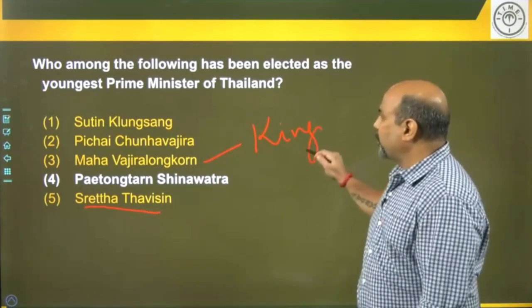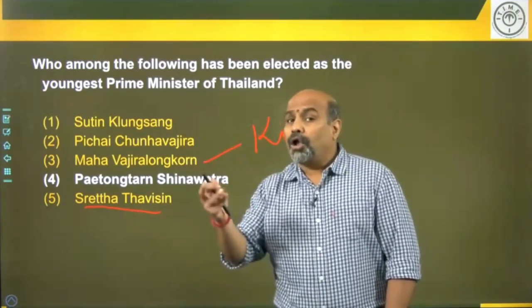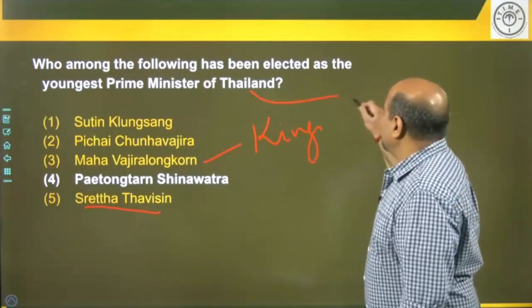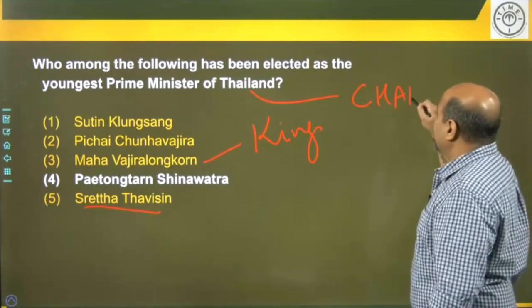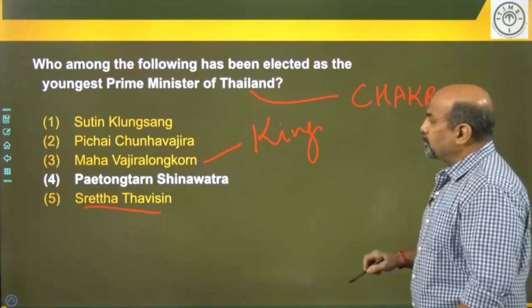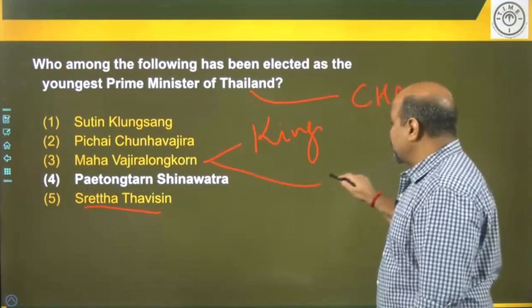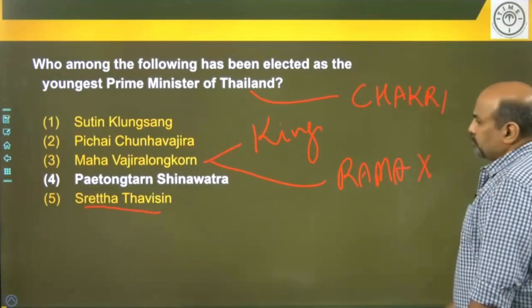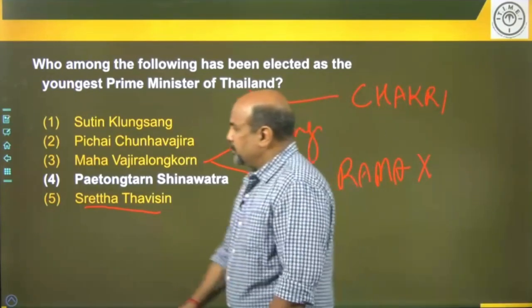And this is the King of Thailand, Maha Vajiralongkorn. Thailand has a royal dynasty called the Chakri dynasty. What is it? Chakri dynasty. And the official name of this man is Rama the 10th.